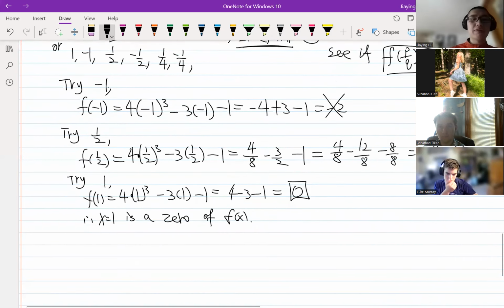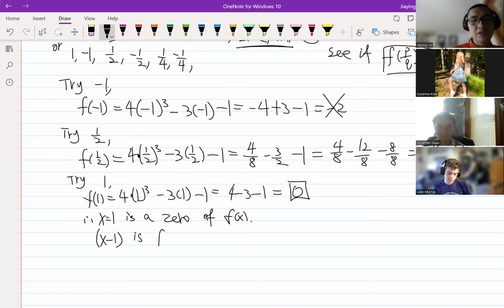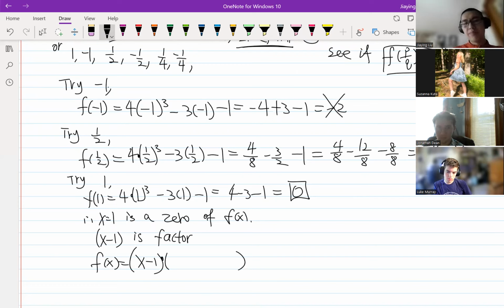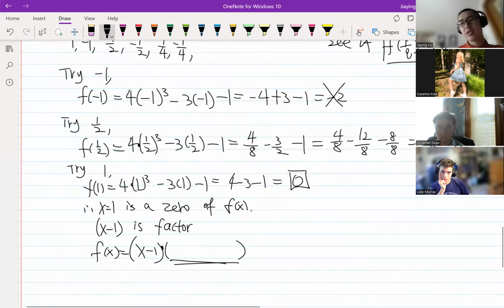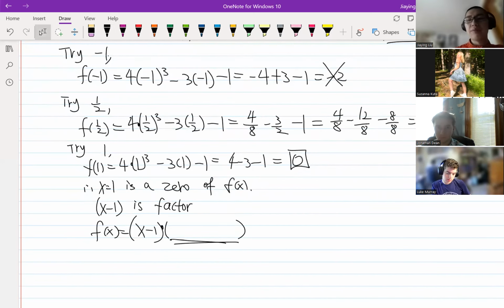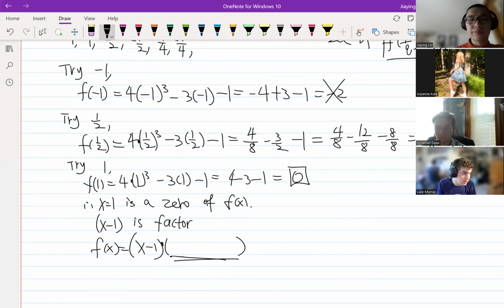So I already know x minus 1 is a 0. So x minus 1 is a factor. So I'm going to have f of x equal to x minus 1 times some factor. So instead of trying all the other rational numbers, I'm going to find this quotient using synthetic division or long division. So let me use synthetic division to find the quotient.